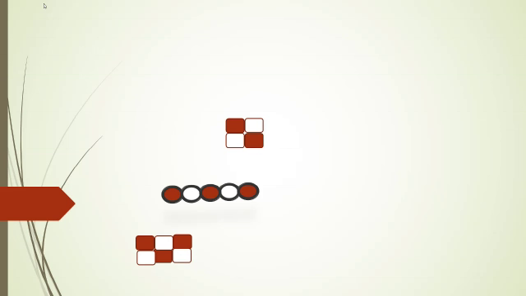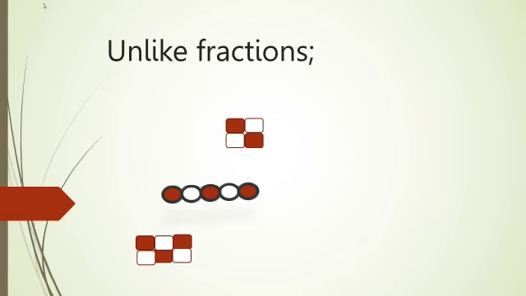Now we are going to derive the definition of unlike fractions. Here are three shapes. The first shape is showing total parts 4 and out of 4 parts, 2 parts are colored. The second shape is showing total parts 5 and out of 5 parts, 3 parts are colored. The last shape is divided into 6 equal parts and out of 6 parts, 3 parts are colored.